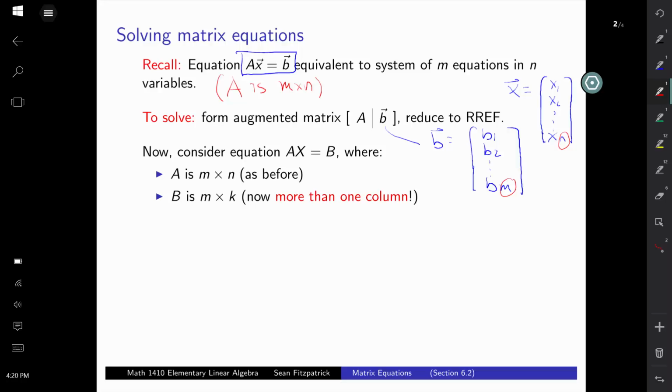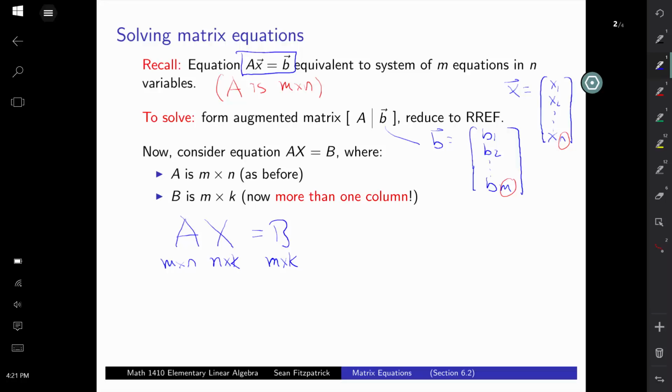And so what we want to do now is generalize a little bit. We want to consider equations of this form: A times x equals B, where we don't restrict ourselves to the case where x and B consist of a single column. We want to allow them to have many columns. So if A is m by n, and I want to multiply by x and get something which is m by k, the rules of matrix multiplication dictate that x here must be an n by k matrix.